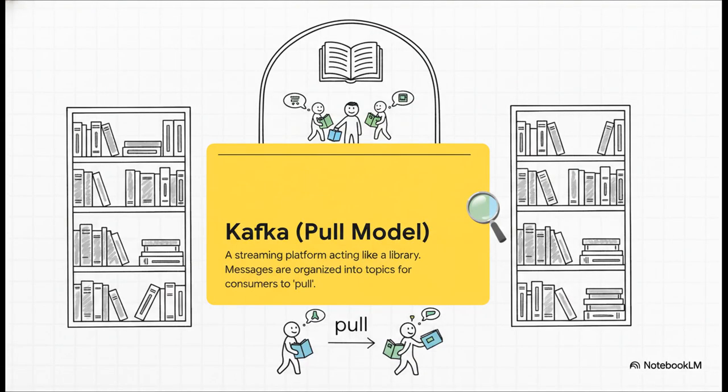Kafka, though, has a totally different philosophy. It's not a post office, it's more like a library. Messages get published to different shelves or topics. Then the consumers can come to the library whenever they want, check out the messages they need, and they keep their own bookmark of where they left off. They pull the data on their own schedule.